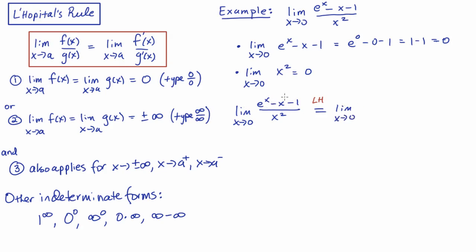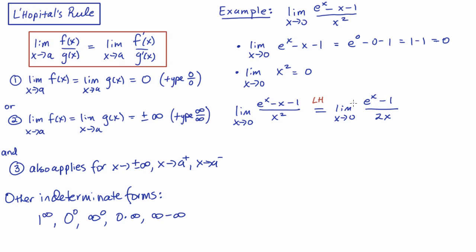and I can replace the numerator and denominator both with their derivatives. That's what L'Hopital's rule here in the red box tells us to do. So the derivative of e to the x is e to the x, the derivative of negative x is negative 1, and the derivative of negative 1 is 0. On the bottom, the derivative of x squared is 2x. And so here's the new ratio that L'Hopital's rule wants us to look at.